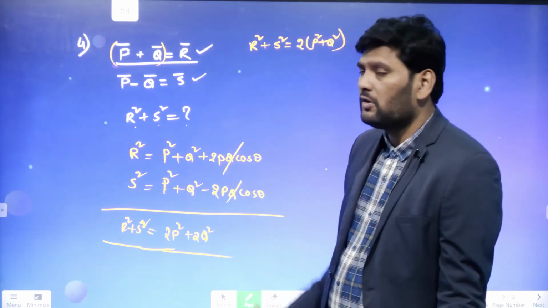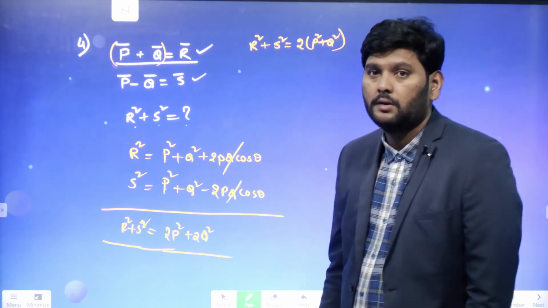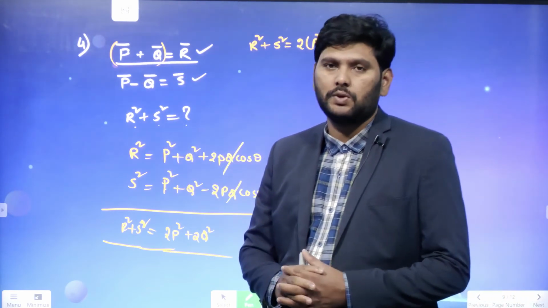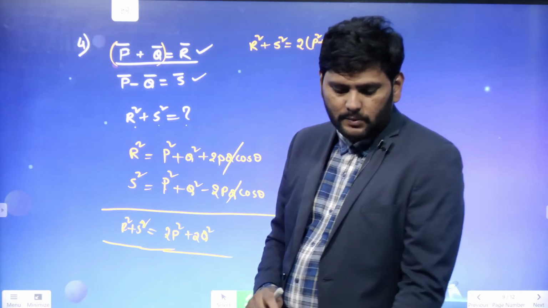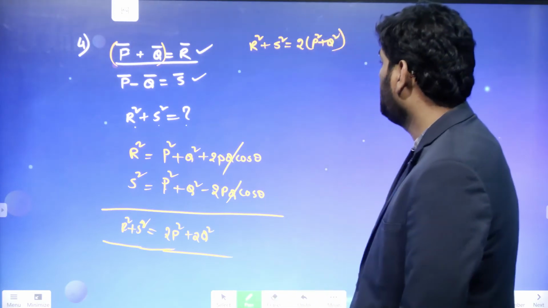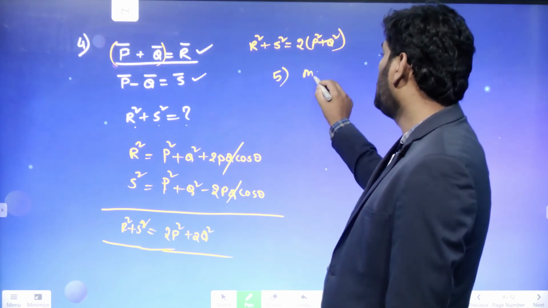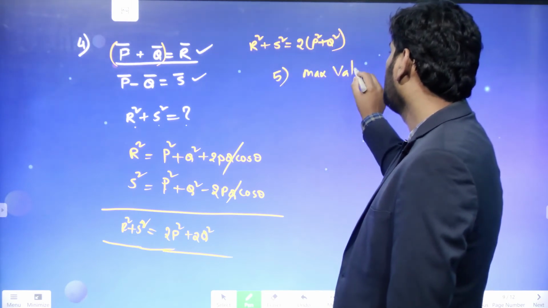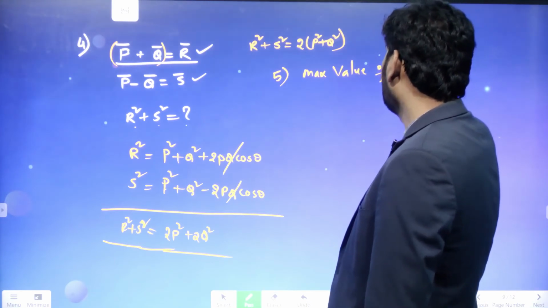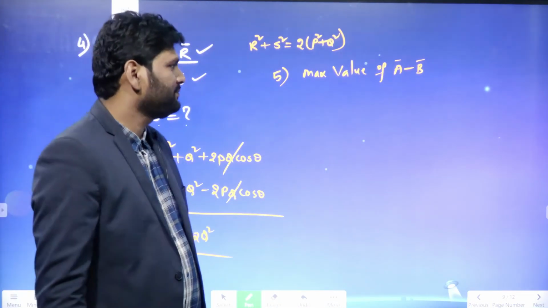Here I just used the parallelogram law for vector addition. So you can make the question correct as P plus Q. For one more question, they are asking the maximum value of the magnitude of a minus b. That is our fifth question: the maximum value of a bar minus b bar.